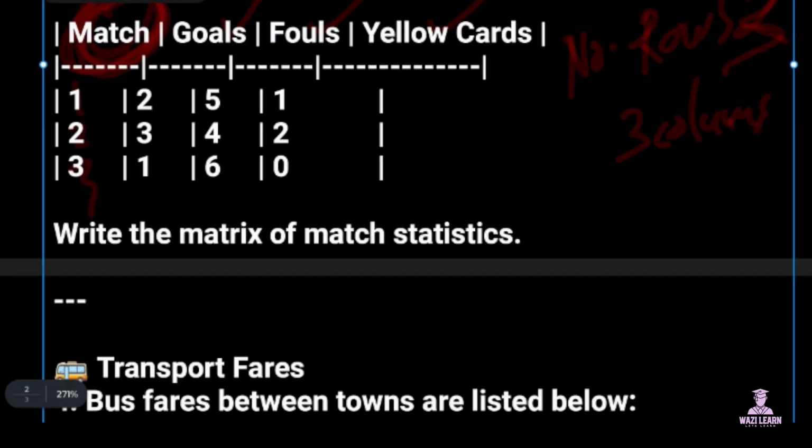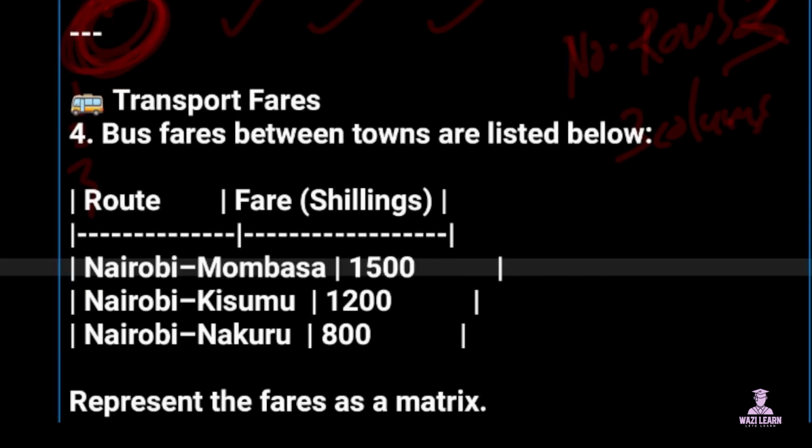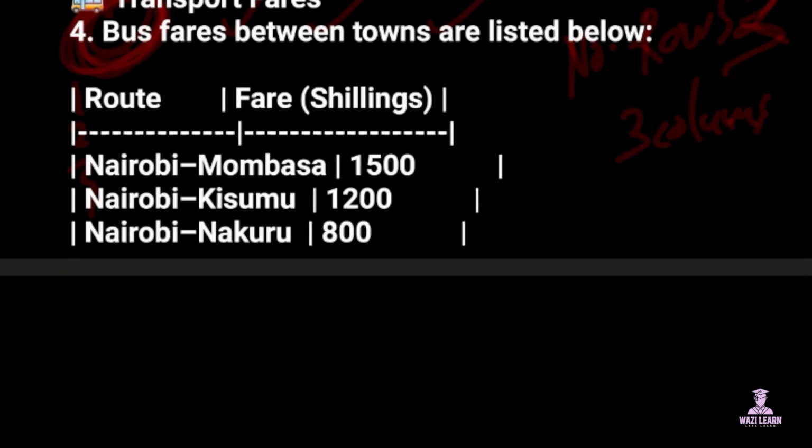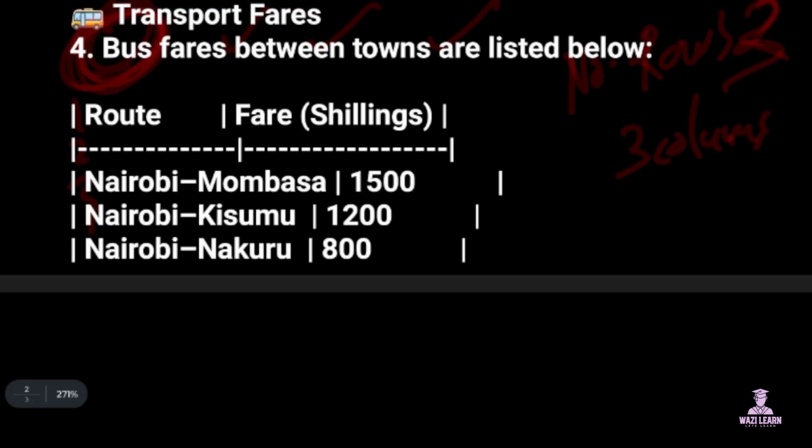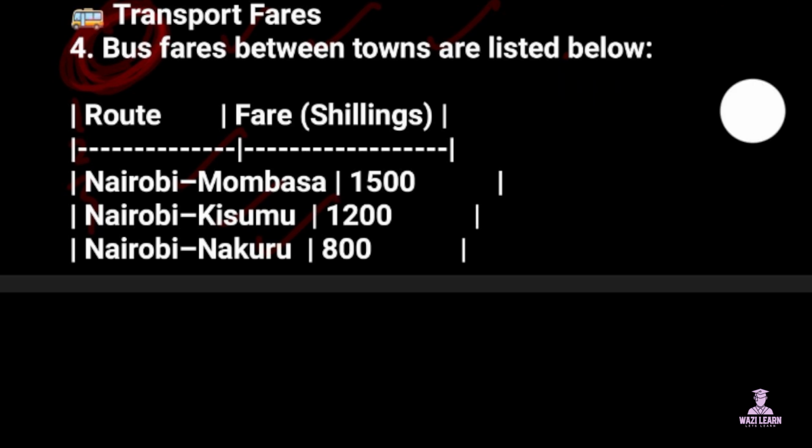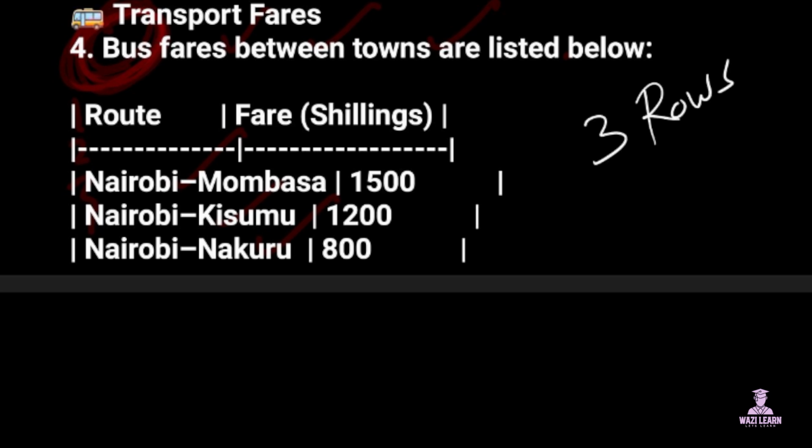Looking at our last example, transport fares. Bus fares between towns are listed below. Our individual items will be 3. It is Nairobi to Mombasa, Nairobi to Kisumu, and Nairobi to Nakuru. So we'll have 3 rows. And then our category is only 1, which is fares in shillings. So we have 1 column.